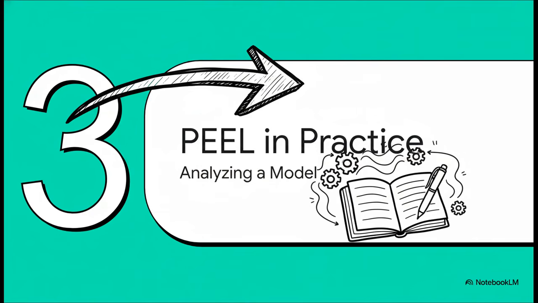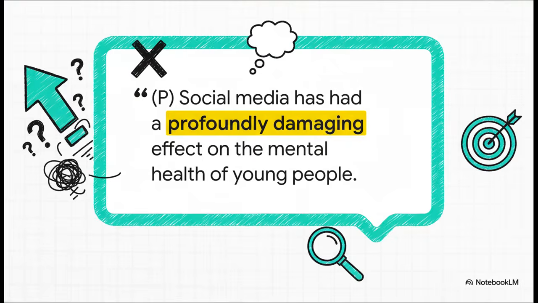All right, theory's all well and good, but let's see how this thing actually works in the wild. It's time to put PEEL into practice. We're going to break down a really high-quality model paragraph, piece by piece. So here we go. First up, the point. Social media has had a profoundly damaging effect on the mental health of young people. Boom. See how clear and direct that is? There is zero confusion about what this paragraph is going to be about. It's a strong, assertive way to kick things off.